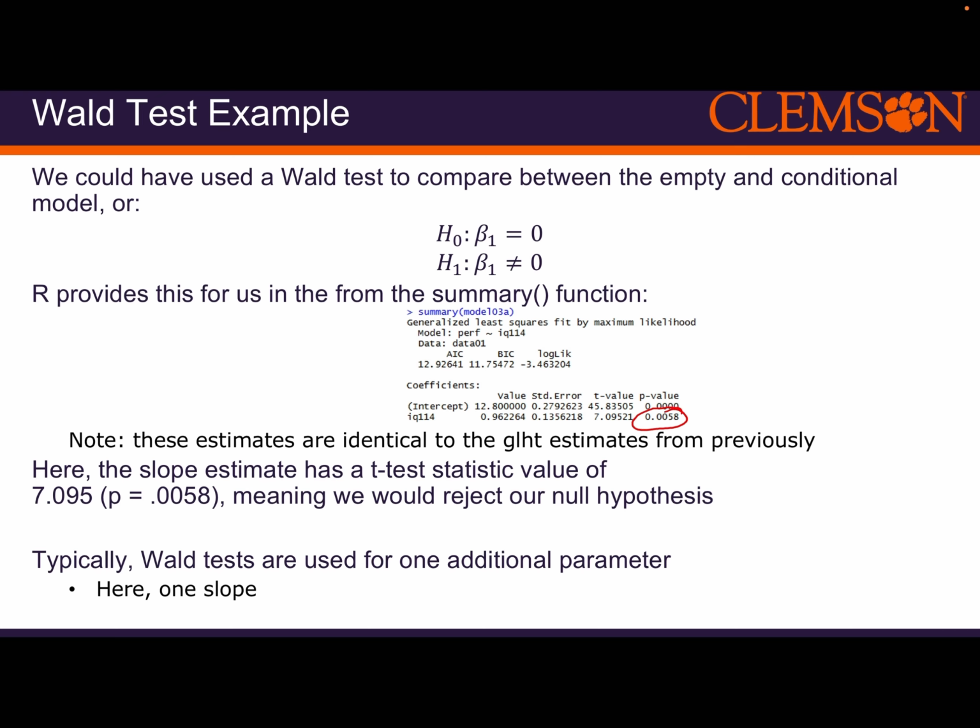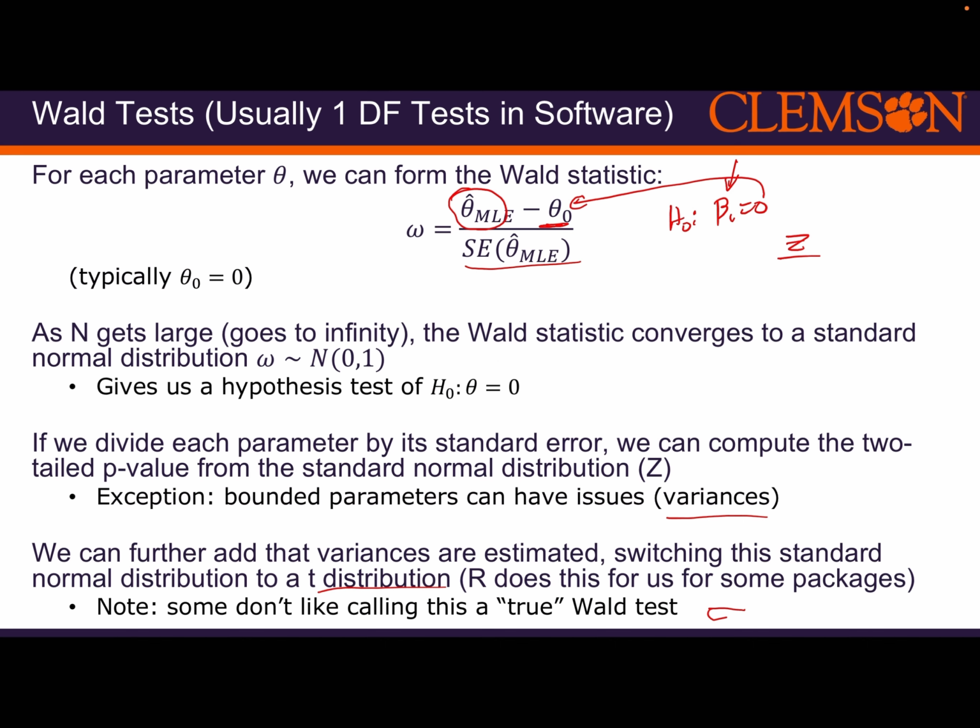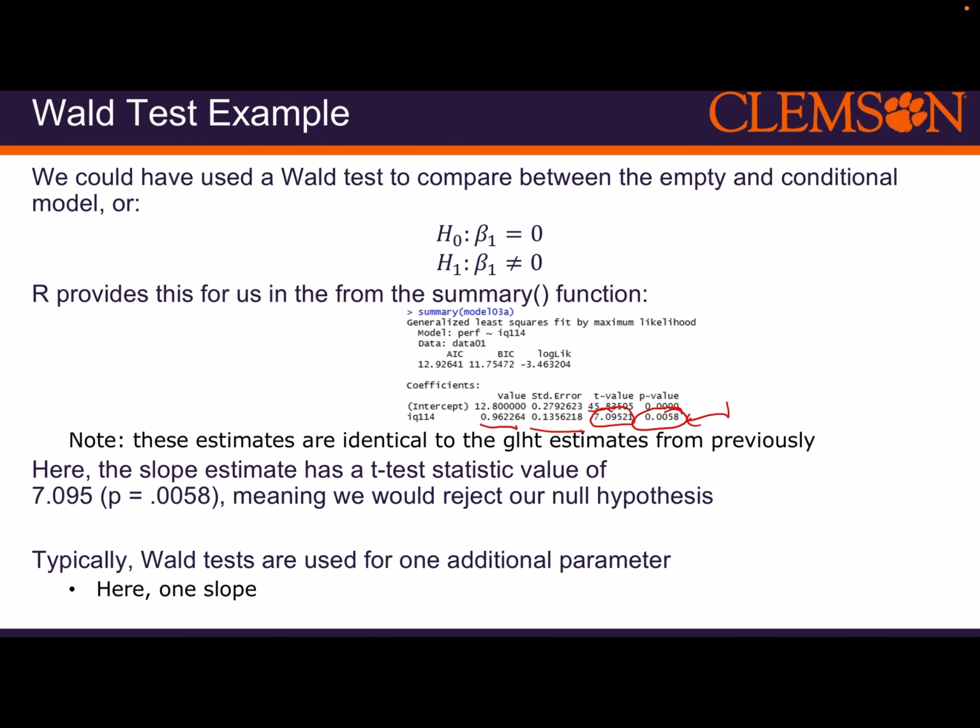Right? So our slope is 0.96. Our standard error is 0.13. We can take the ratio that gives us a statistic of 7.09 with a p-value of 0.0058 right there. So it's significant. So we reject that null hypothesis.